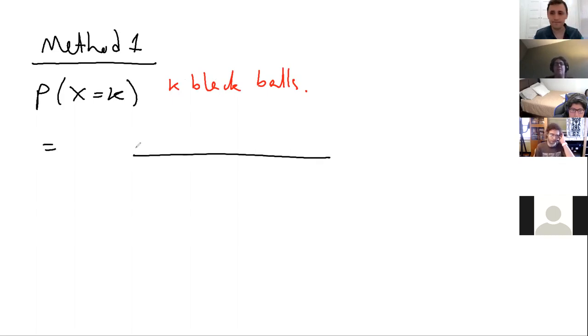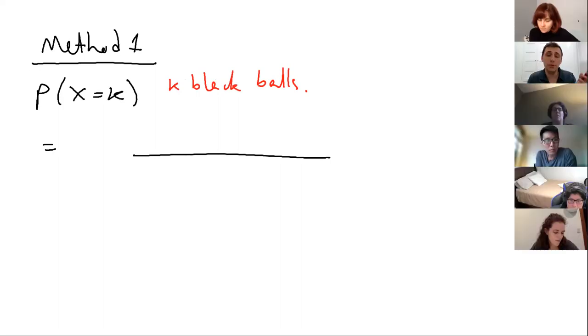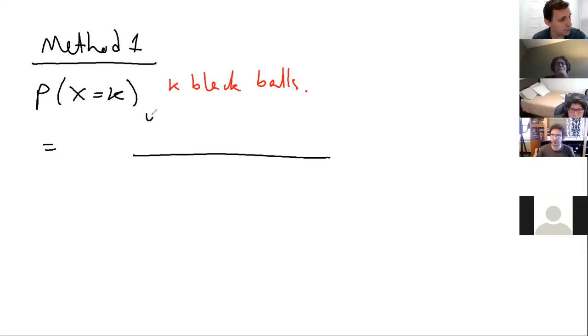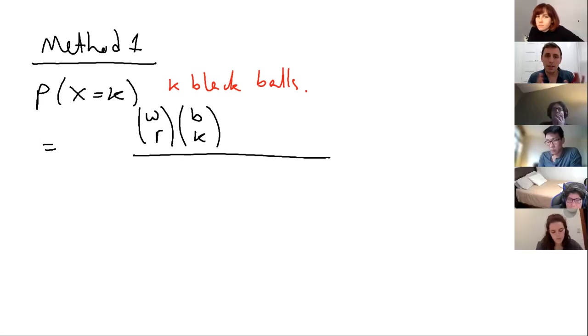For the numerator, I can ask myself which specific white balls were selected. You agree? Which specific white balls were selected? So that would be W choose R, because I always have to have R white balls. And since I selected K black balls, that would be B choose K. Now I can give them order. Do you agree, guys? I can arrange them in order. Now, what order can I give them? The very last must be a white ball. You agree?